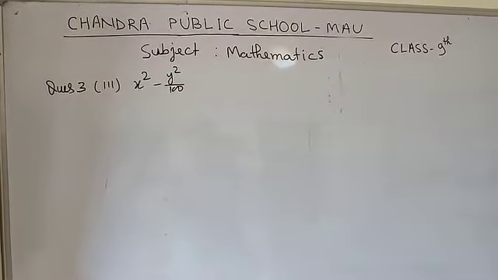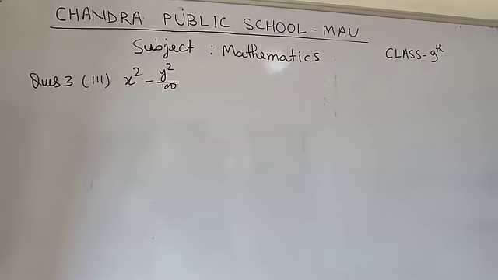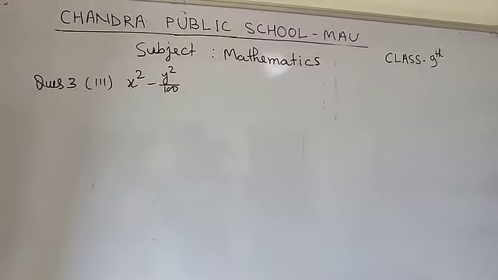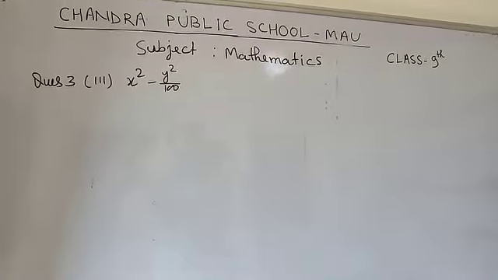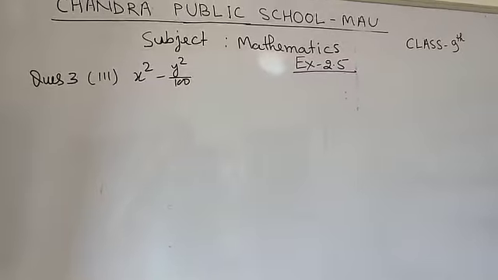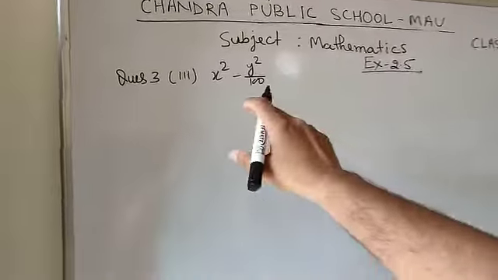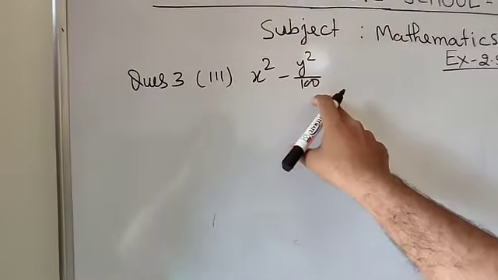Here is question number 3 of exercise 2.5, third part: given x square minus y square by 100. In the question it is given to factorize. The first and second parts I had explained in the previous video. Now I am going to explain the third one. Here it is given x square minus y square by 100.